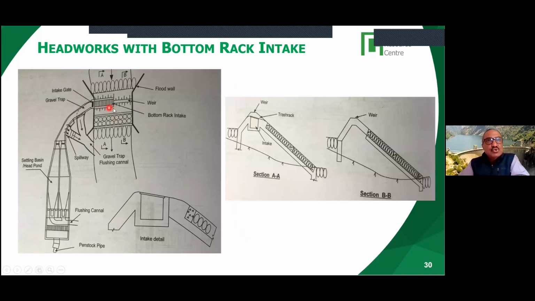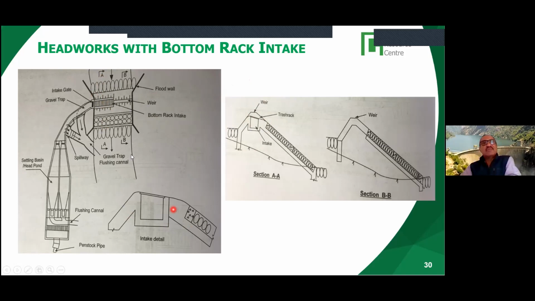So this weir has a bottom intake here. This one over here is the trash rack. If you do a section on the side of the bottom intake, this is the section. So you have a weir and you have a trash rack here, and when the water comes on top of the weir, on top of the trash rack, the water drops to this intake, and from the intake it goes to the waterway.